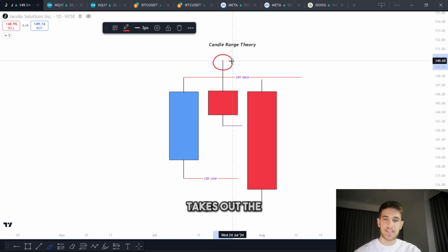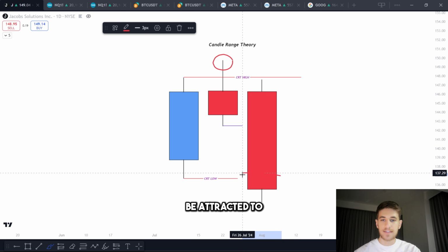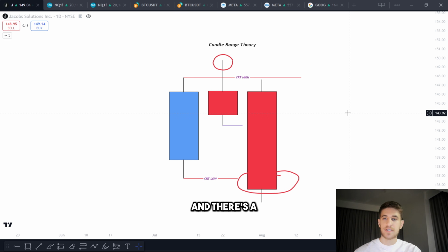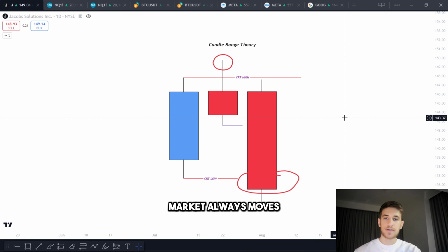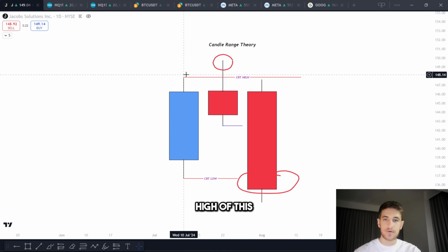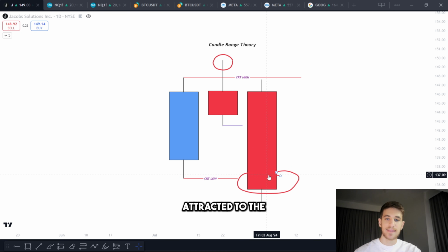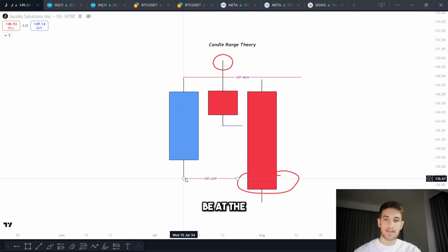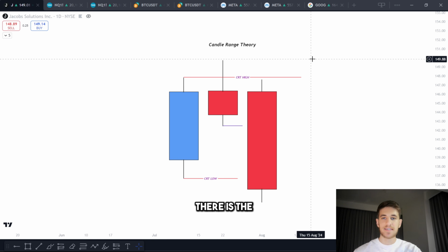So after price takes out the high, price will automatically be attracted to the low of this candle right here. And there's a very simple reason for that happening. If you guys remember from my other videos, the market always moves from one level of liquidity to another level of liquidity. So if we take out the liquidity at the high of this candle, the market is automatically attracted to the next level of liquidity, which is going to be at the low of the candle. So that right there is the candle range theory.